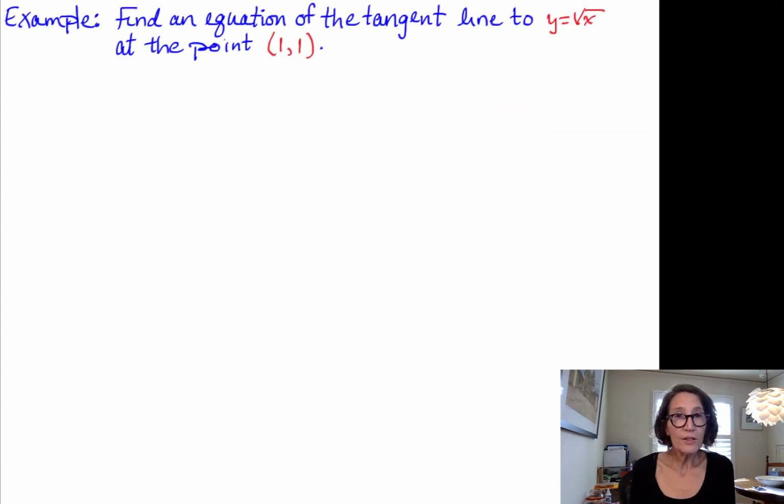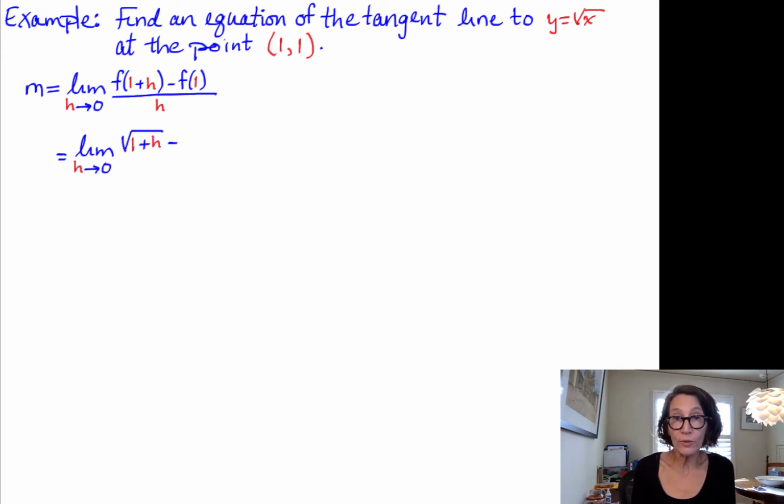Here we're going to find an equation of the tangent line to y equals square root of x at the point (1, 1). Let's write down the limit that we're going to compute. It's the limit as h approaches 0 of f of A plus h, and in this case A is 1, minus f of 1 over h. That's f of A plus h minus f of A all over h. Since f is the square root function, we write this as the limit as h approaches 0 of the square root of 1 plus h minus the square root of 1 over h.